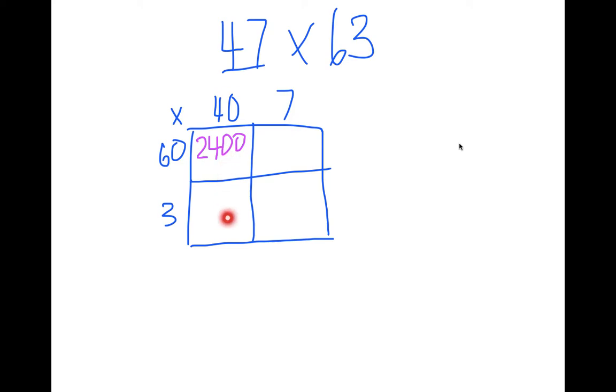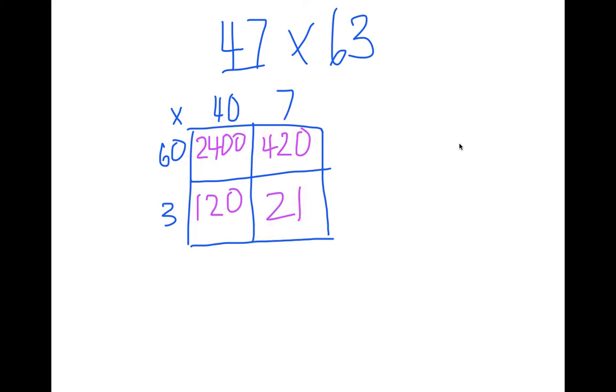Okay, and now let's do 40 times 3. 4 times 3 is 12. Put back 1 0. 4 times 3 is 12, so 40 times 3 is 120. All right, and let's move on. 60 times 7. 6 times 7 is 42, so 60 times 7 is 420. Lastly, 3 times 7, 21.